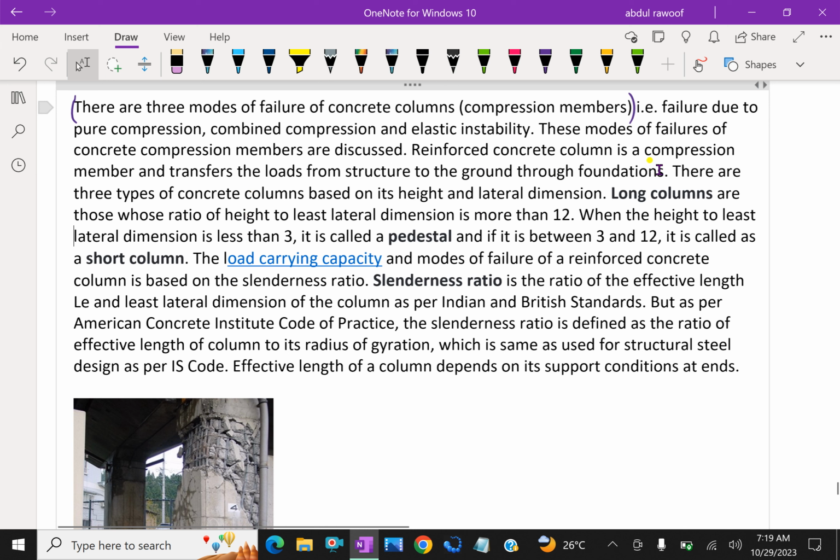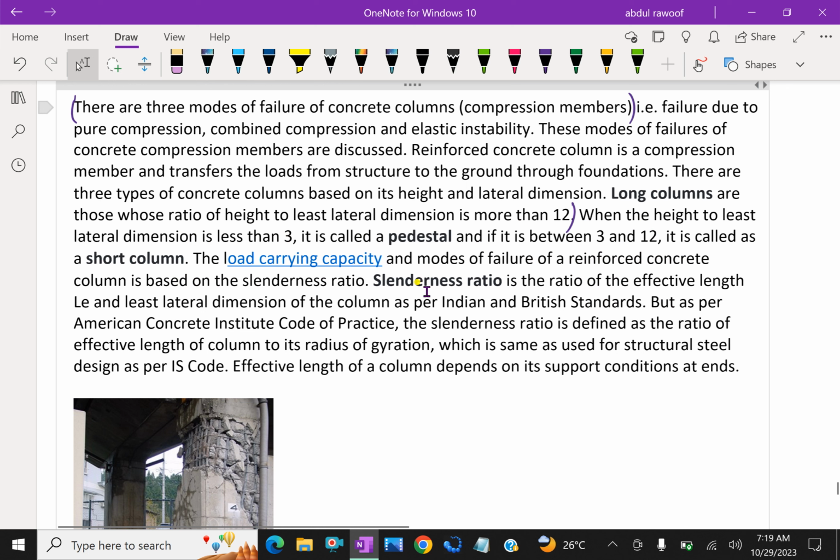A reinforced concrete column is a compression member and transfers the loads from the structure to the ground through foundations. There are three types of concrete columns based on height and lateral dimensions. Long columns are those whose ratio of height to least lateral dimension is more than 12. When the ratio is less than 3, it is called a pedestal, and when it is between 3 and 12, it is called a short column.